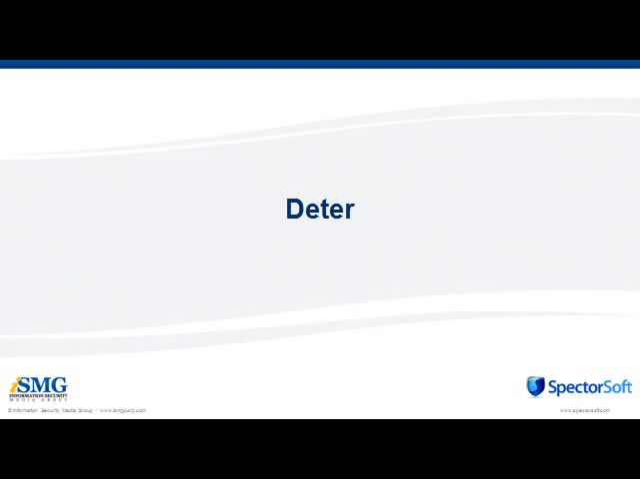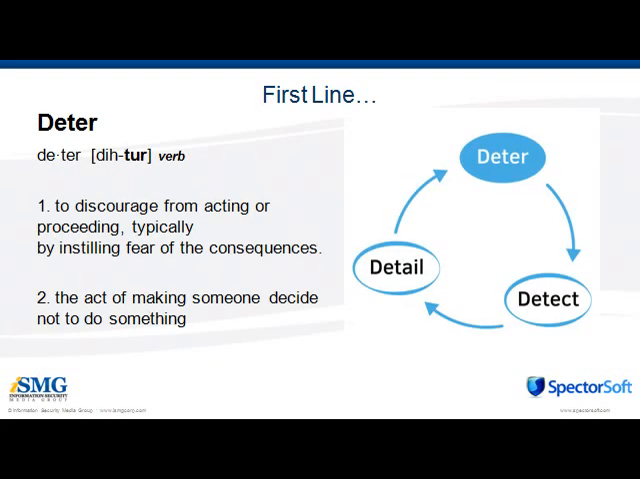So let's walk through our 3Ds. The first one is deter. We consider deter, or deterrence, as our first line of defense. Our first goal is to keep something from happening at all.